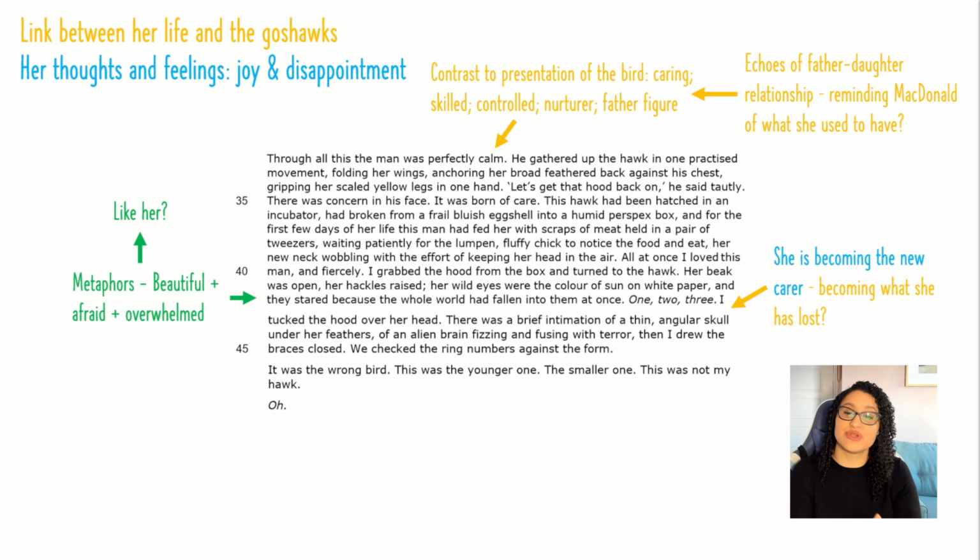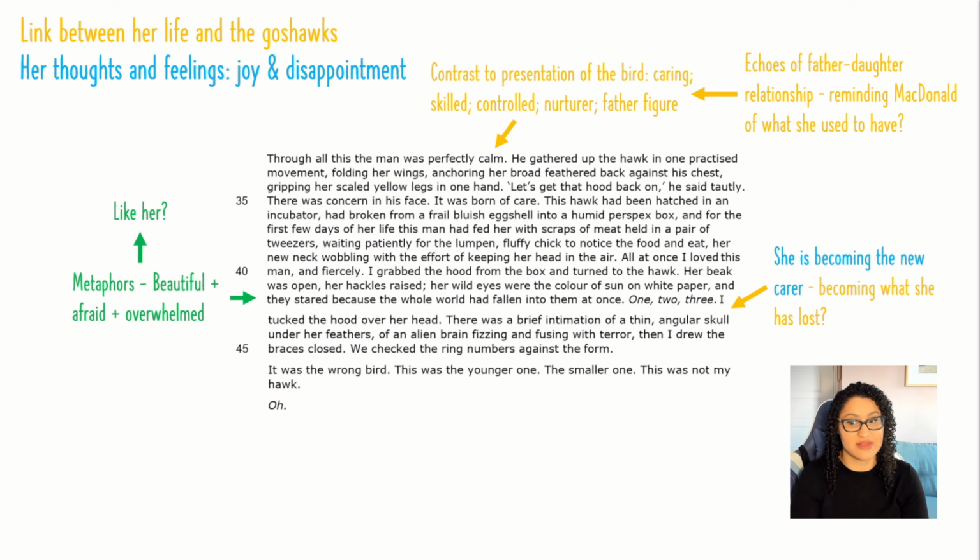Oh, multiple things again going on. We've got short sentences. We've got an internal narrative. We've got a one-word paragraph that are all conveying her disappointment. It was the wrong bird. This was the younger one, the smaller one. This was not my hawk. So it's like short sentences. Again, similar to the short sentences of all those different metaphors. She's just having to process little chunks of information at once.